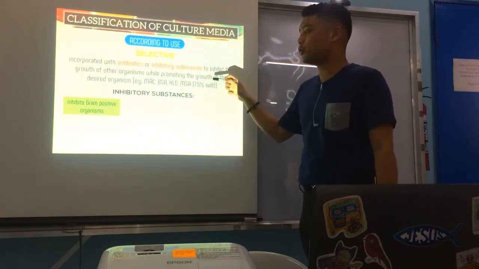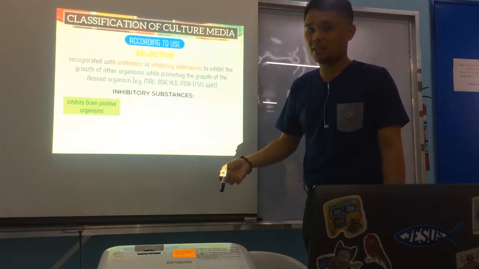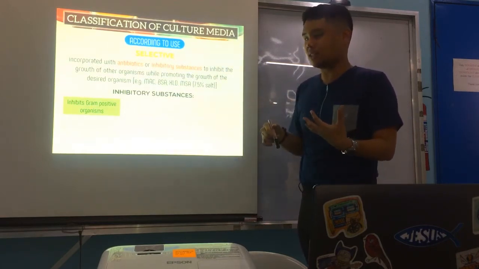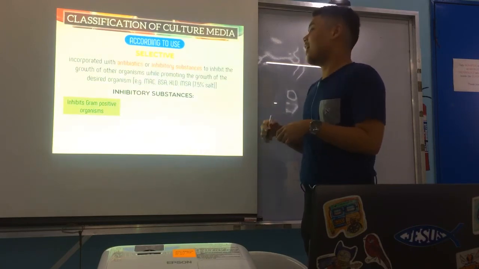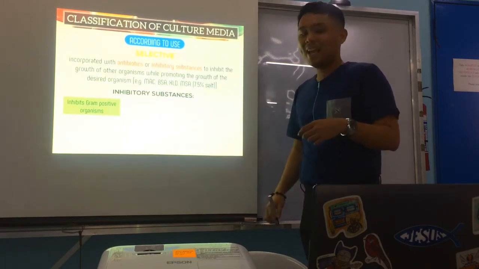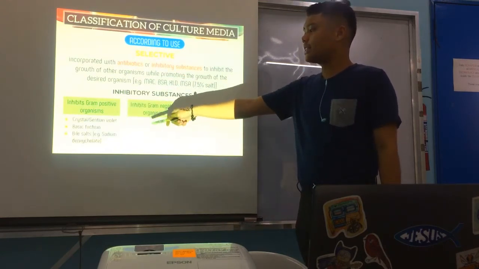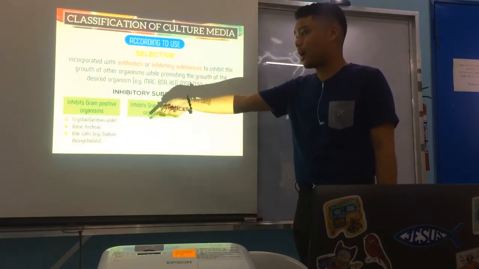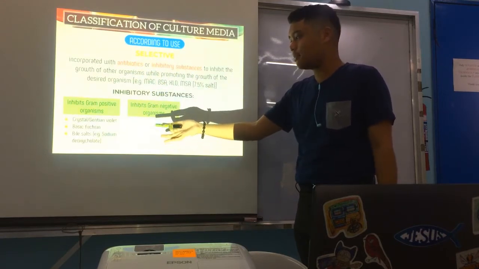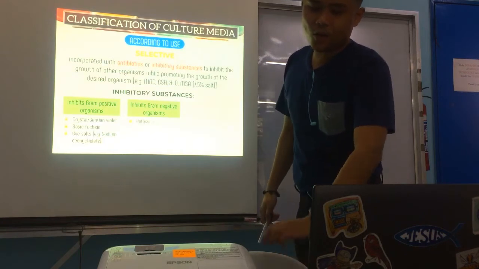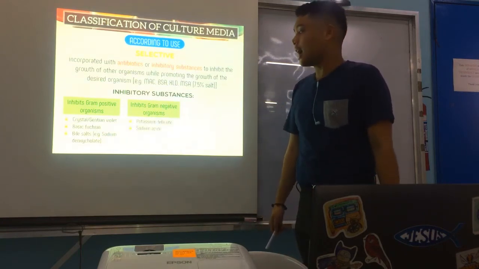MSA, mannitol salt agar, 7.5% salt. So it makes sure that only Staphylococcus species will grow, because your Staphylococcus species are very halophilic. They love salt. Now, these are examples of some inhibitory substances. These substances inhibit gram-positive: please take note, crystal violet, basic fuchsin, and as I mentioned, bile salts. To inhibit gram-negative, you have alcohol and chloral hydrate.